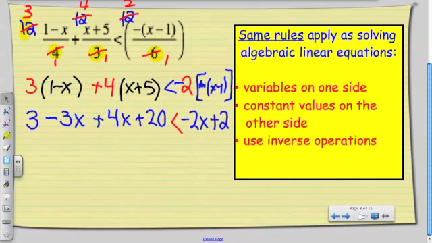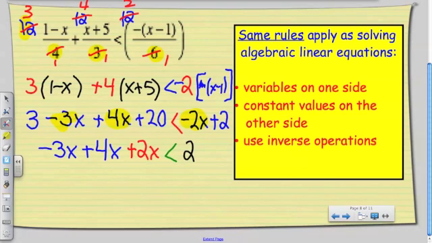So next thing we're going to do, I want to highlight all the variables. We're going to keep all the variables on the left-hand side. So I have negative 3x, positive 4x, and when we move the negative 2x to the left-hand side, it's going to become a positive 2x. Then we're going to keep all the numbers to the right-hand side. So I already have a positive 2 on the right-hand side. We're going to move the positive 3 over, and that becomes a negative 3. We move the positive 20 over, and that becomes a negative 20.